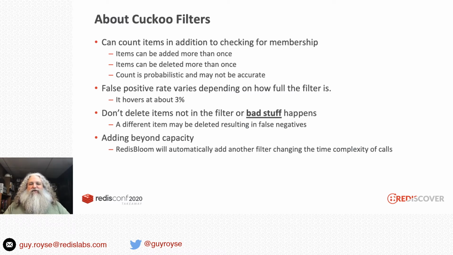Big caveat, don't delete items not in the filter. Bad stuff happens. If you delete something that's not in the filter, some other value might be decreased instead, and you'll start getting false negatives, which aren't supposed to happen with Bloom and cuckoo filters. But if you delete stuff that's not there, that will happen. If you add beyond capacity, cuckoo filters will say they're full and reject new adds. However, Redis will do the same thing with cuckoo filters that it does with Bloom filters and add a second one. And then, of course, that increases the amount of time because you have multiple filters to check.